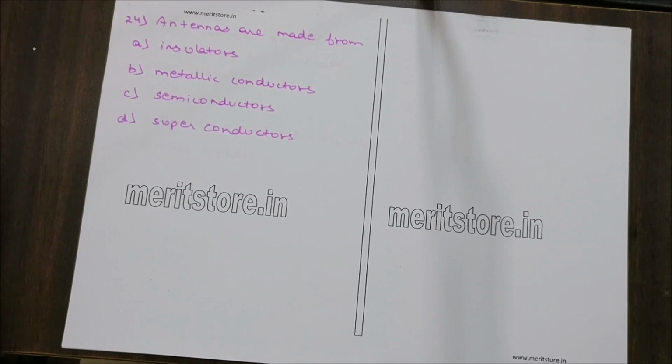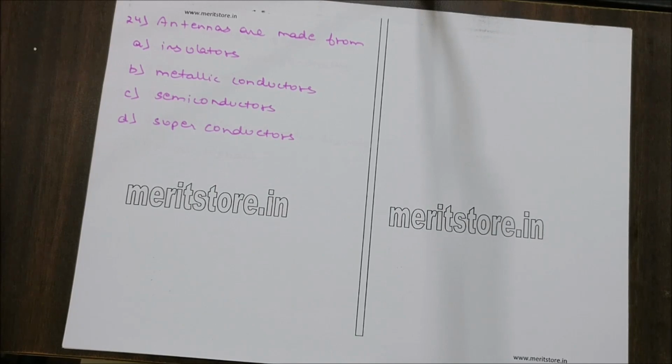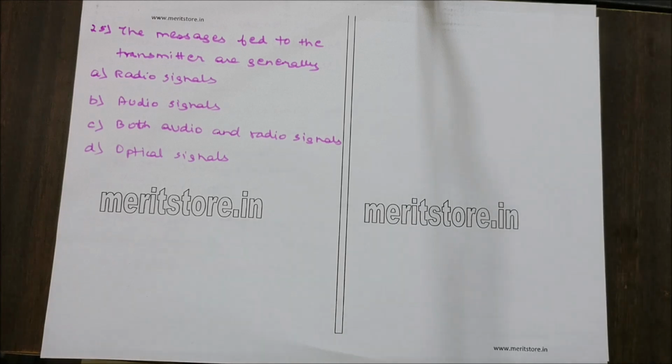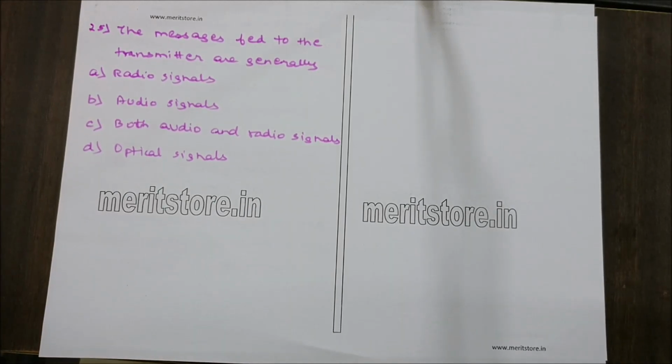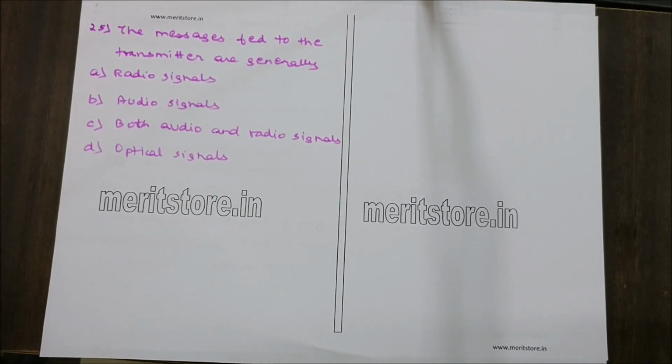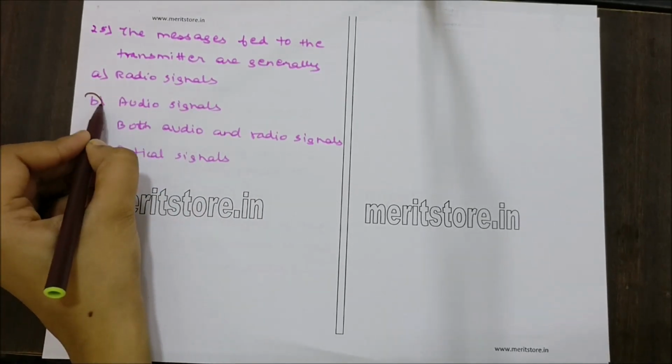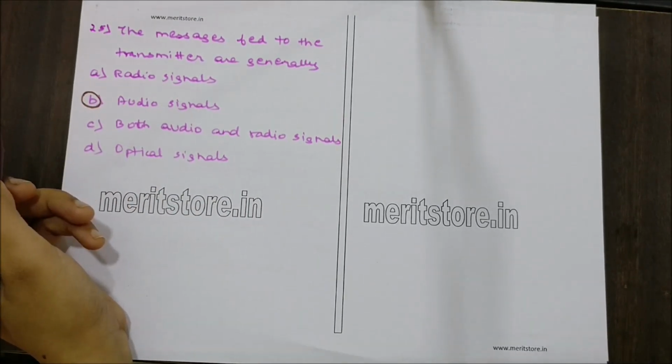24. Antennas are made up of A. insulators, B. metallic conductors, C. semiconductors, D. superconductors. B. metallic conductor is the correct answer. 25. The messages fed to the transmitter are generally A. radio signals, B. audio signals, C. both audio and radio signals, D. optical signals. Over here the transmitter is generally fed with audio signals. Therefore, B. audio signals is the correct answer.